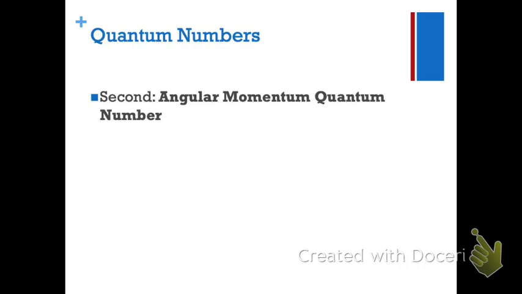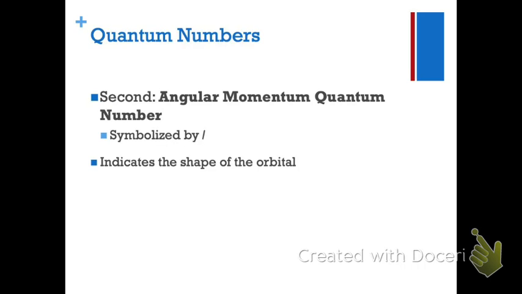Second part is called the angular momentum quantum number. You don't necessarily need to know the name. You just need to know that the second part tells us the shape of the orbital. Okay? It is symbolized by an L. You'll see me draw it as a cursive L so it doesn't look like a 1. And like I said before, it tells us the shape of the orbital. Okay?